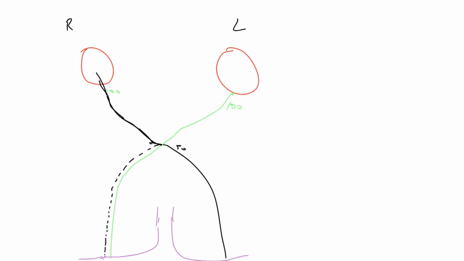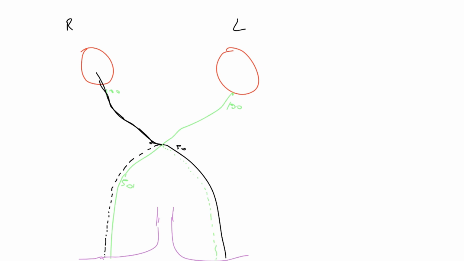Likewise, in the left eye, for example, 100% of the fibers are coming, then it is dividing into two, and 50% of the optic nerve fibers go to the opposite side, and 50% of the optic nerve fibers come to the same side of the occipital lobe.